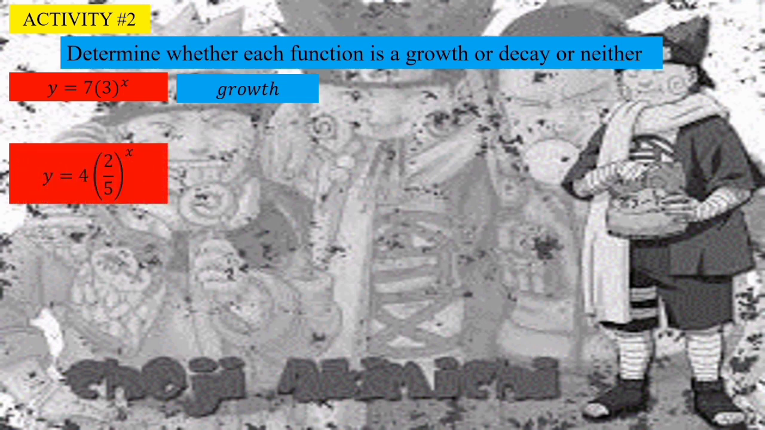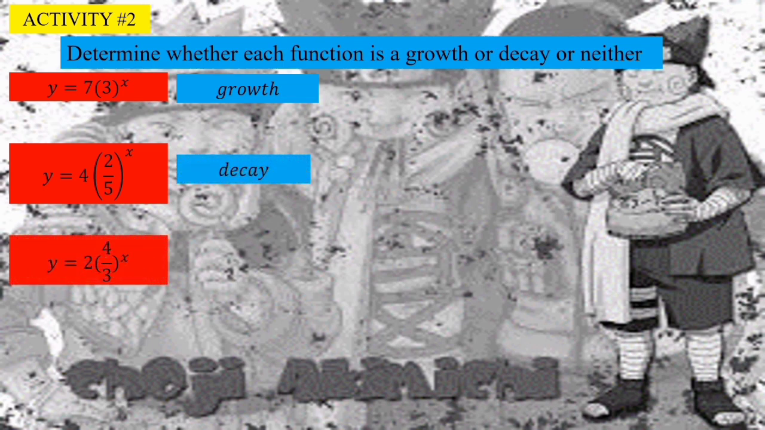Okay, kung makikita mo yung b natin, that is 2/5, greater than 0 but less than 1, that is decay. Okay, 2 times 4 over 3 raised to the power of x. Tignan mo yung b. Ang value ng b natin is 4/3. So, 4/3, greater than 1 yan, ibig sabihin, growth.